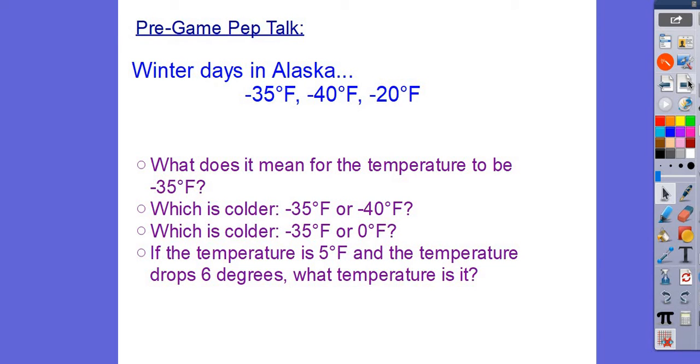I have some winter days with some temperatures in Alaska recorded. Negative 35 degrees Fahrenheit, negative 40 degrees Fahrenheit, and negative 20 degrees Fahrenheit. Pretty warm temperatures, huh? No. Cold. Cold temperatures? Yes. Okay. Raise your hand. What does it mean for the temperature to be negative 35 degrees Fahrenheit?